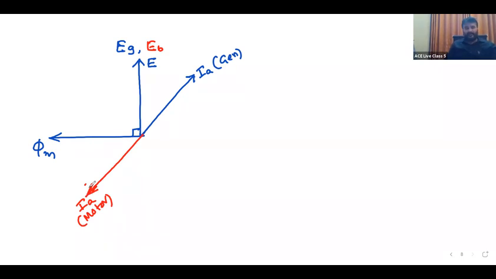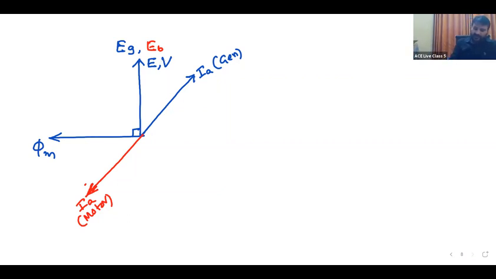Why? I have told you the generator is giving, the motor is taking. Not only that. Technically speaking, in the generator, E and V both will be in the same direction, but with some angle between them. That angle we are going to call delta, say some 30 degrees. Both are in the same direction. Generator EMF and V, in the generator, both are the same.